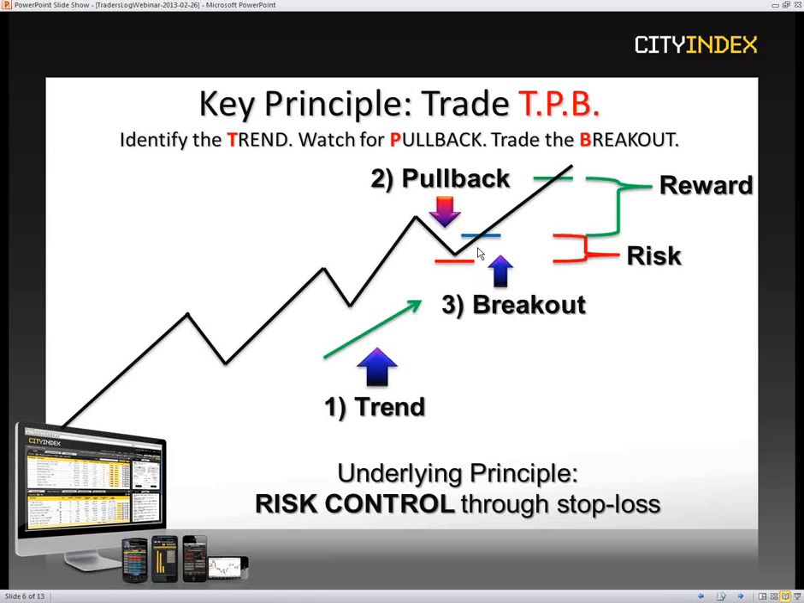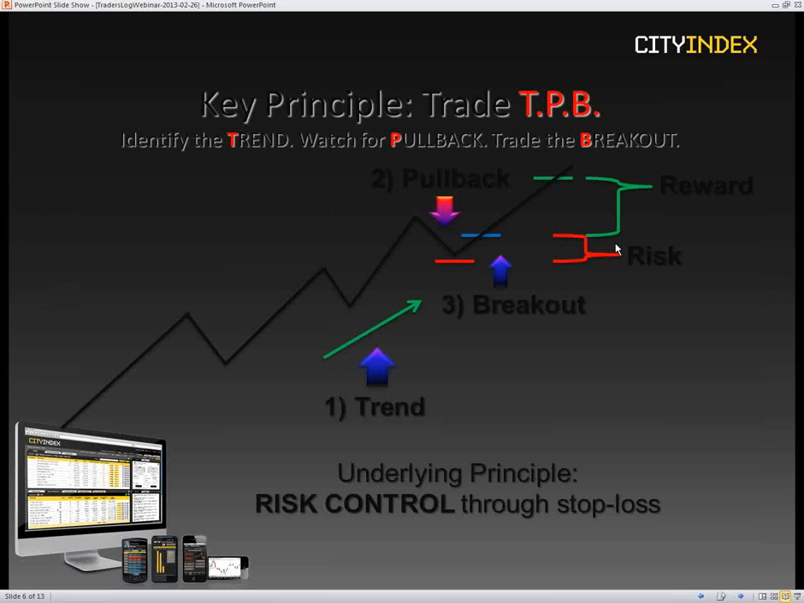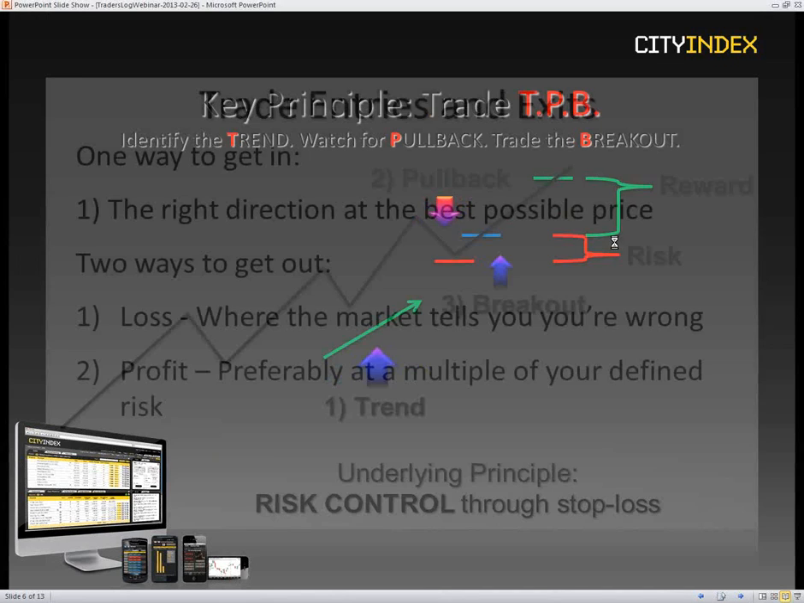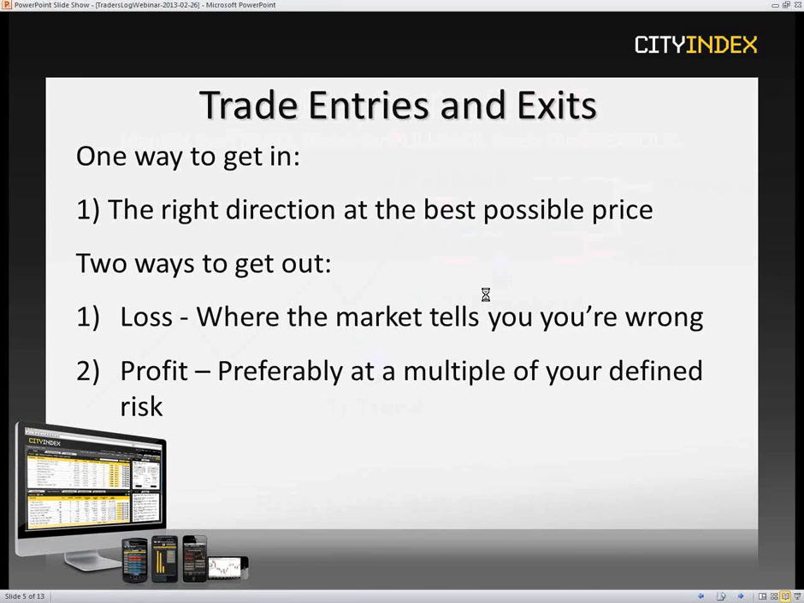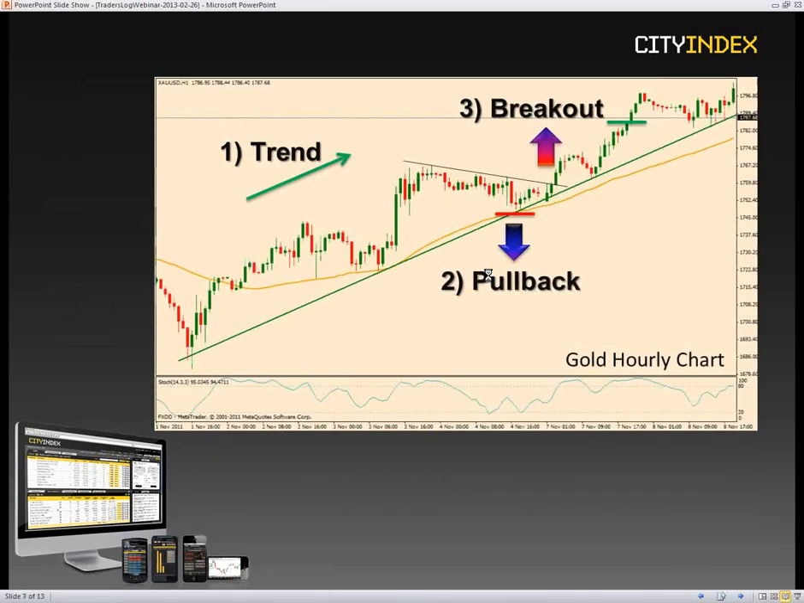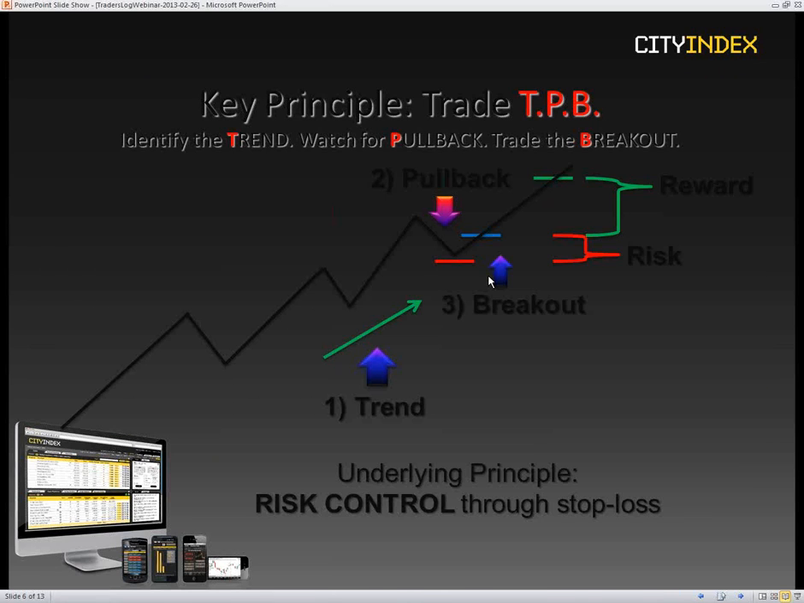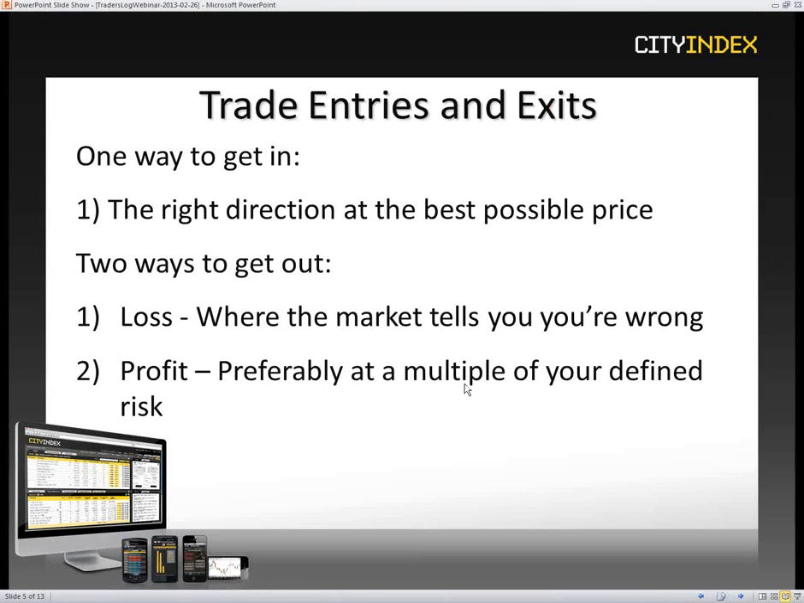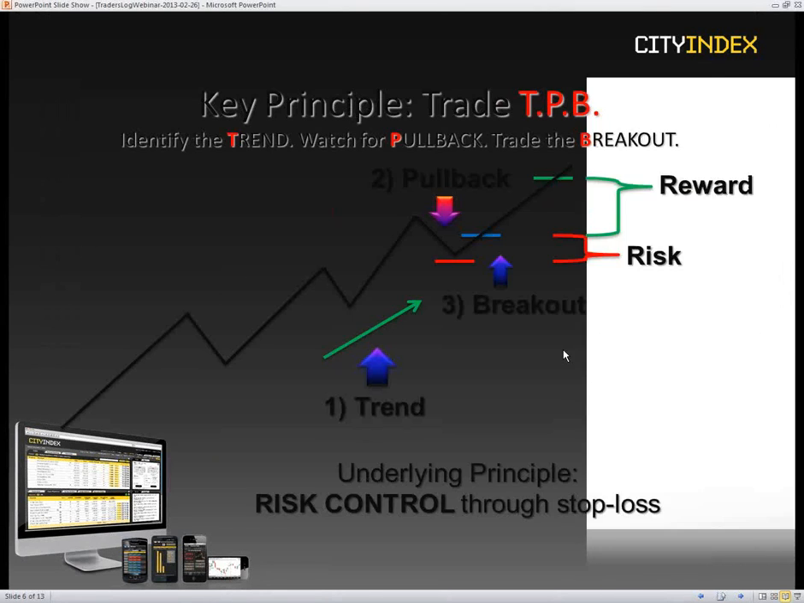Okay, so then you have your defined risk. Once you have your defined risk, at that point you may be able to define your reward. There are many ways to define your reward or your profit target, one of which is through the use of a reward to risk ratio. Let me just go back real quick to this. Again, the loss is where the market's telling you you're wrong. You got in after the pullback, and if the market subsequently comes back down and takes you out of that trade, then that's the market telling you that perhaps it's not just a pullback, it's going to be a deeper pullback, or perhaps a reversal. And then profit preferably at a multiple of your defined risk, and that's what we have here.